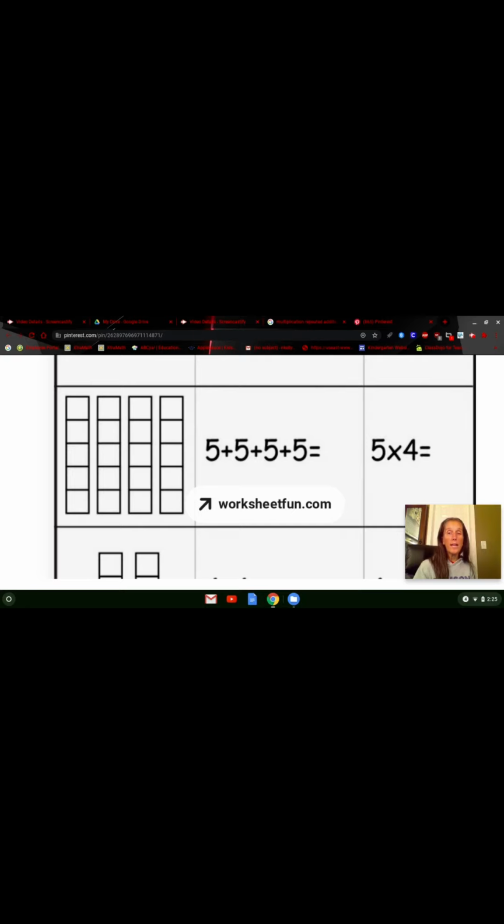A quicker way to say that, though, would actually be 4 times 5. Now, they have it written as 5 times 4. The answer is going to be the same, but technically the first one, the 4, would represent how many columns, and the 5 would represent how many things in each column. So 4 times 5 would equal 20.